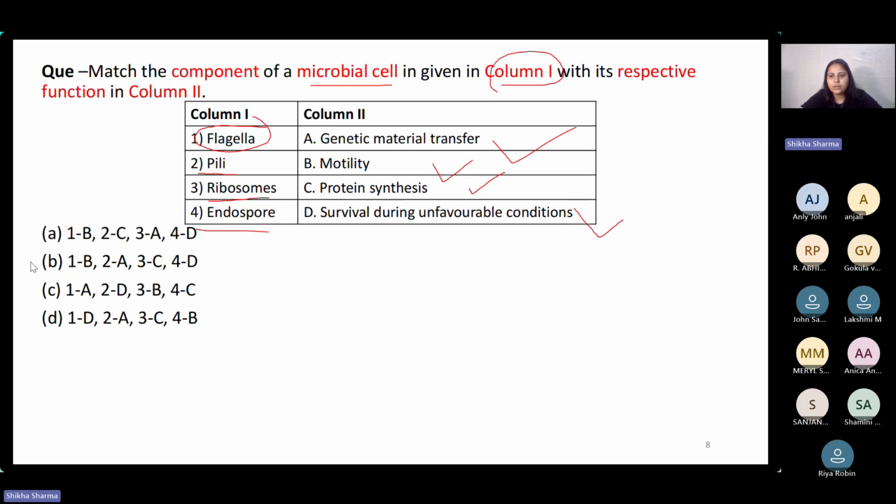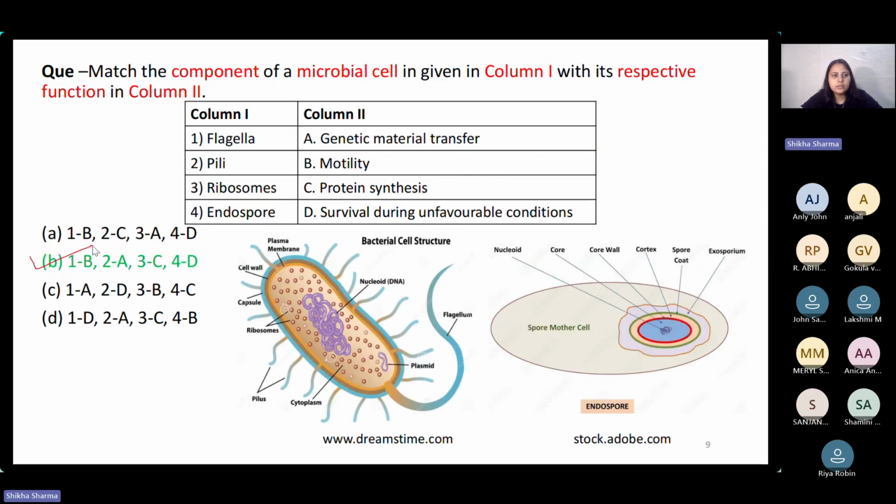Lakshmi B, also Anjali is saying B. So they both are saying B. Let's see. So they both are correct. So basically, in the bacterial cell structure, we have flagella, or flagellum if we call it in singular form. So it is this structure called the flagella. Then pili or pilus is these kind of structures like this, which are all around the bacterial surface. Then ribosomes, which are like this inside the cell. These are the inside cell components.